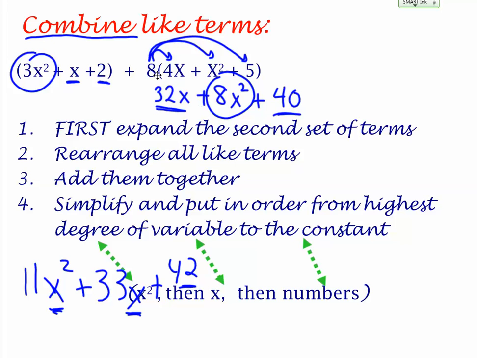So I circled the x squareds. 3x squared plus 8x squared is 11 of those big square tiles. And we had 1x and 32x's. 1x and 32x is 33x's. And 2 plus 40 is 42. So in simplest terms, we have 11x squareds plus 33x plus 42.